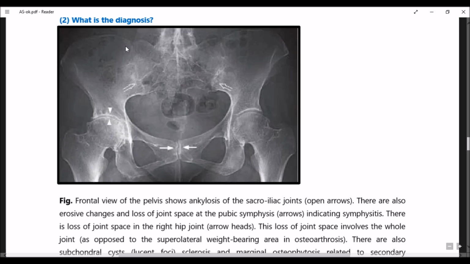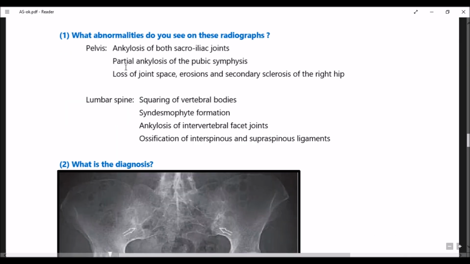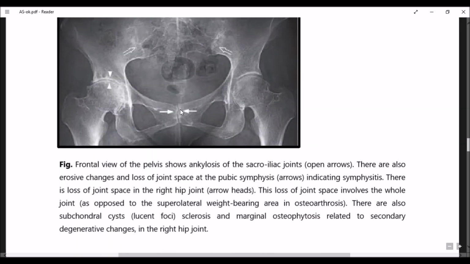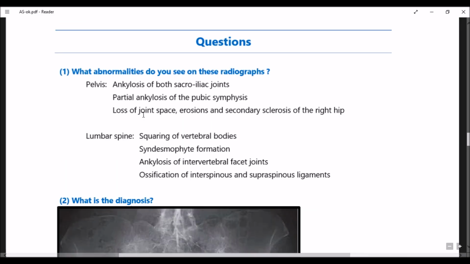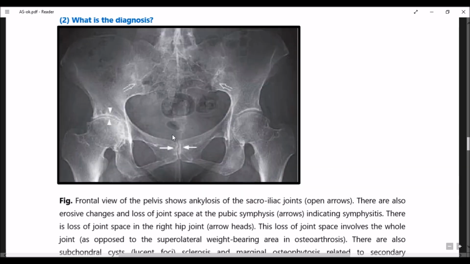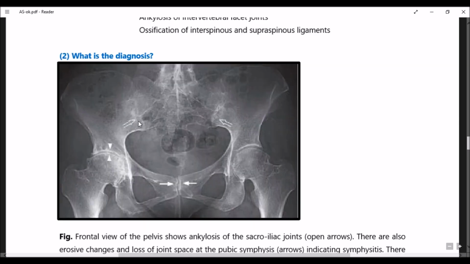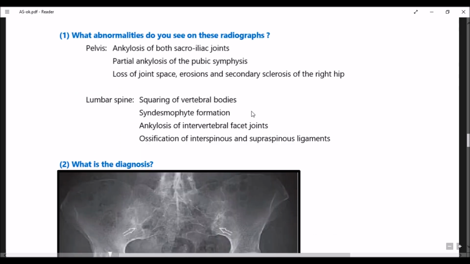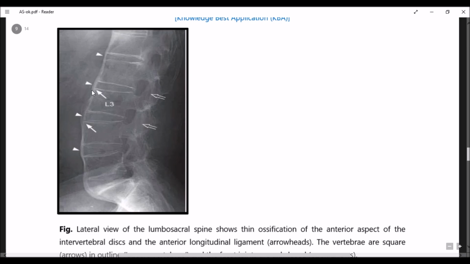Be very vigilant to look for the features of ankylosis of the SI joints. There is partial ankylosis of the pubic symphysis as well. You see the pubic symphysis, the partial ankylosis. There is loss of joint space, erosions, and secondary sclerosis of the right hip. So having some right hip changes, but the most important feature here is the ankylosis of the SI joints. In the lumbar spine, there is squaring of the vertebral bodies. You see the vertebral bodies tend to be square shaped.